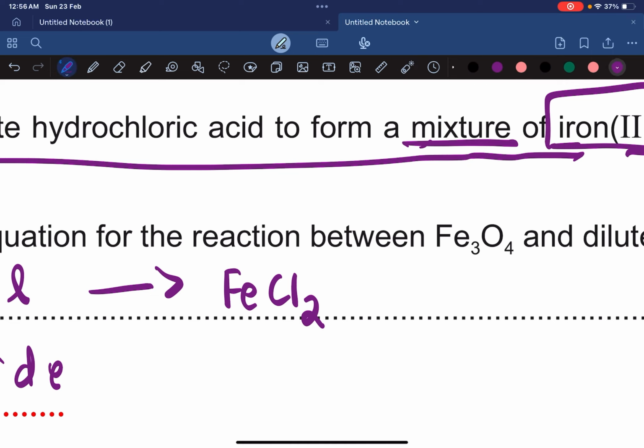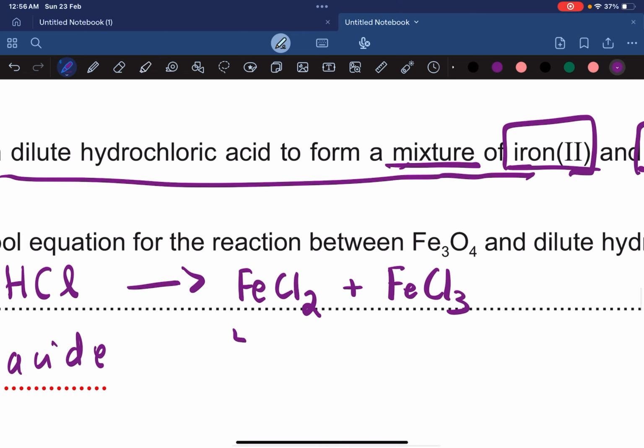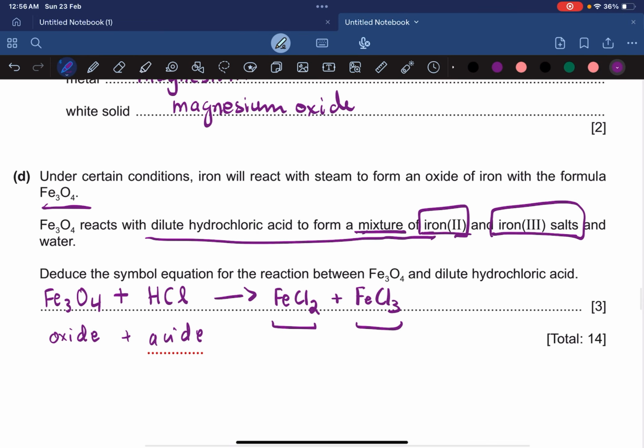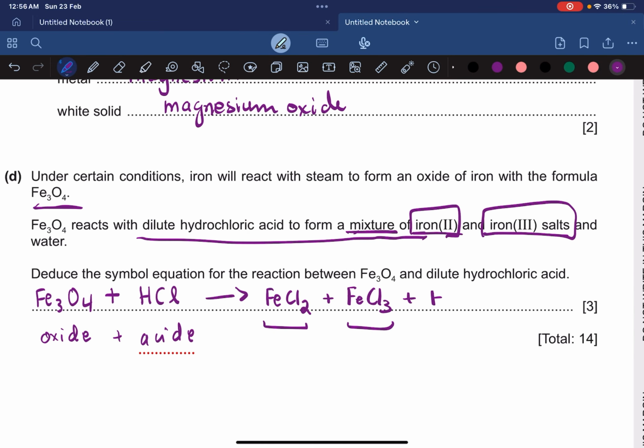So it's going to be plus FeCl3. Okay, these are the two iron salts, FeCl2 and FeCl3. And water. Okay, they told us all the products. Deduce the symbol equation for the reaction. Okay, we have written the symbol equation. What's left is balancing.